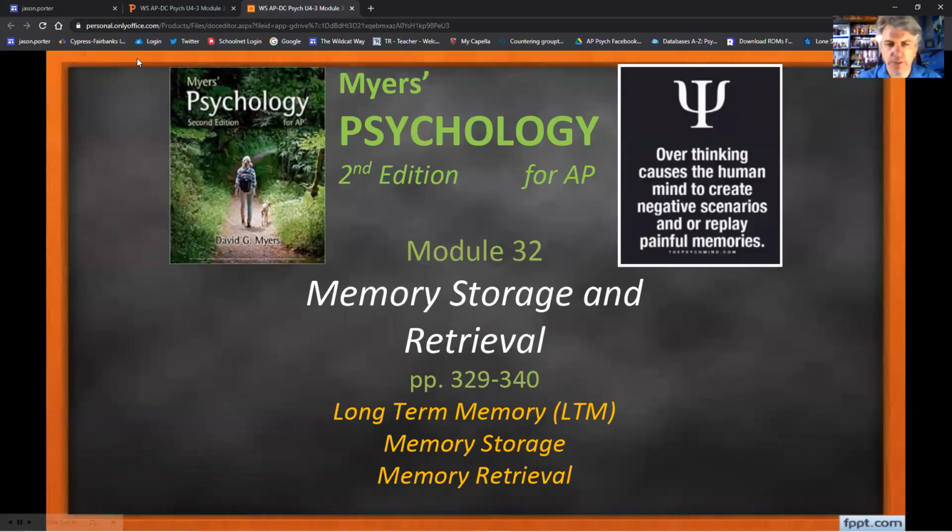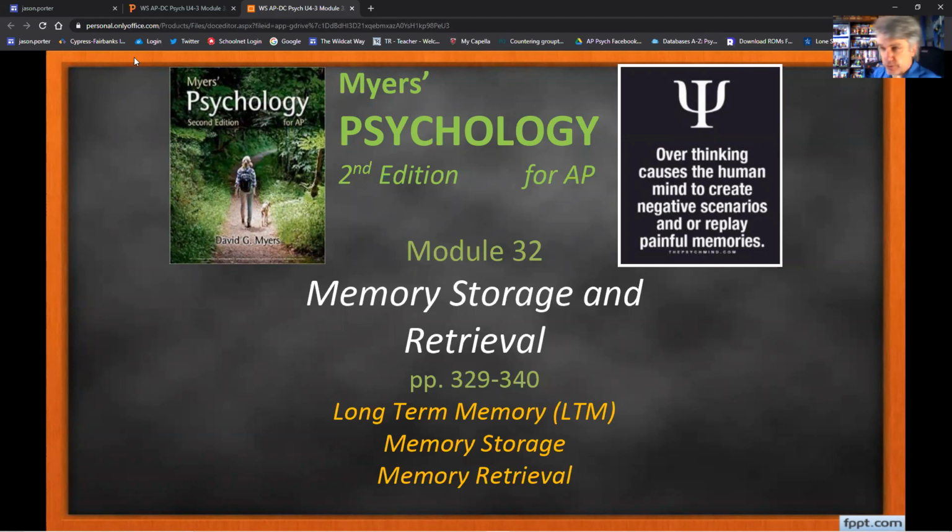So what we've got going on here today is memory storage and retrieval. This should be APDC Psych Unit 4, Lecture 3, Psych L Unit 3, Lecture 3. This is going to be on long-term memory.